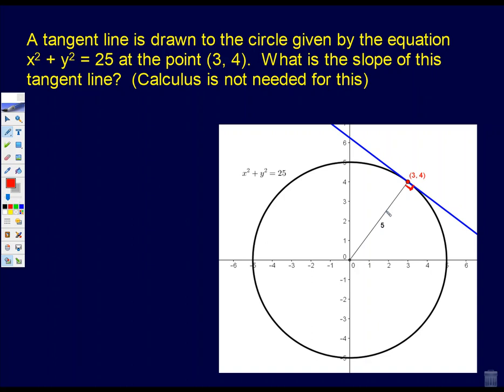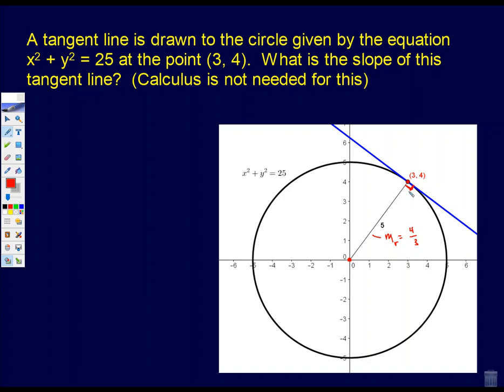And that allows you to now think about slopes, because using the radius that connects the point (3, 4) to the point (0, 0), we can work out that the slope of this line, I'm going to put slope of the radius, is clearly rising 4 and running 3.